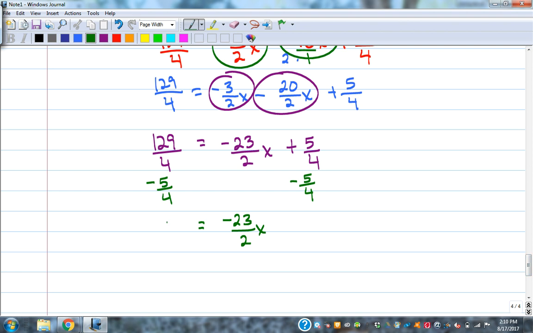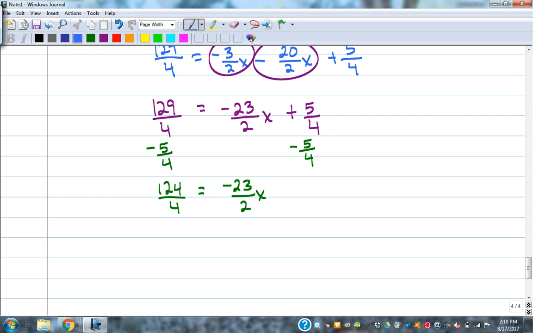So it'd be 124/4. And that can reduce, yeah. What goes into both of those? Good question. 6 won't go into 4. 4 goes into 24. So that's the divisibility rule.